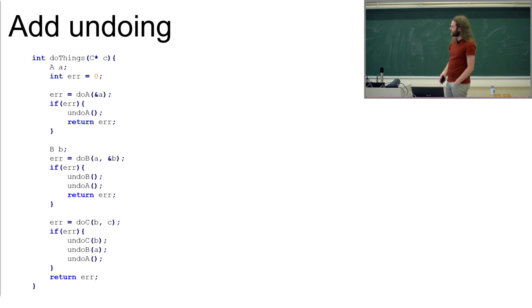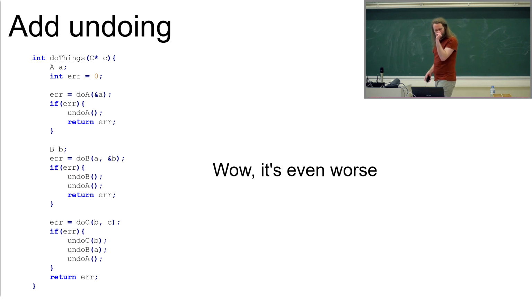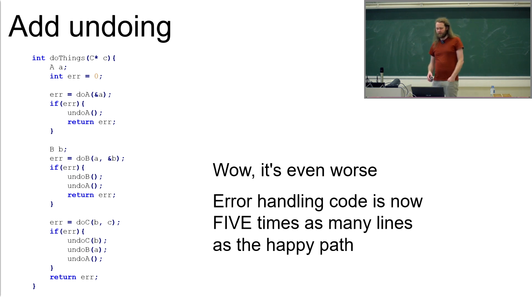But hey, at least this is reasonably correct, right? If we get an error in the last block, we failed to do C, then we undo C, and then we undo B, and then we undo A. So at least this is correct, right? Yeah, sure, it is correct, but wow, this is starting to get really bad.